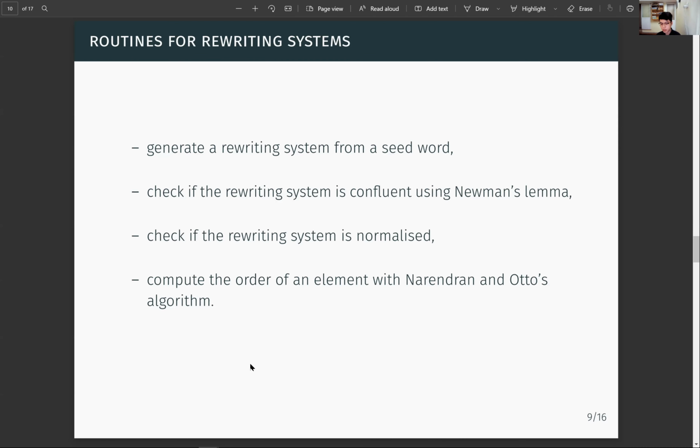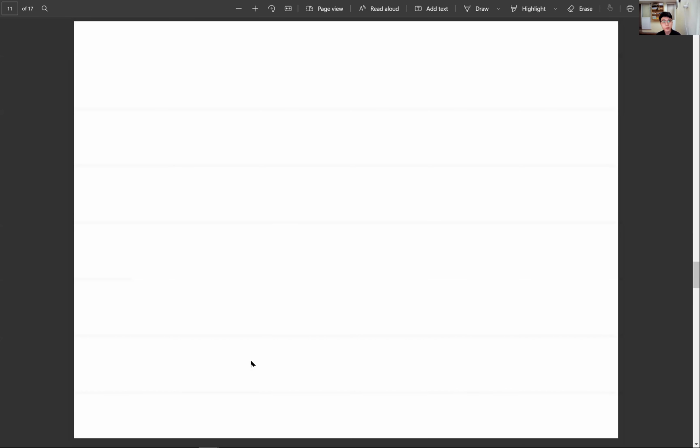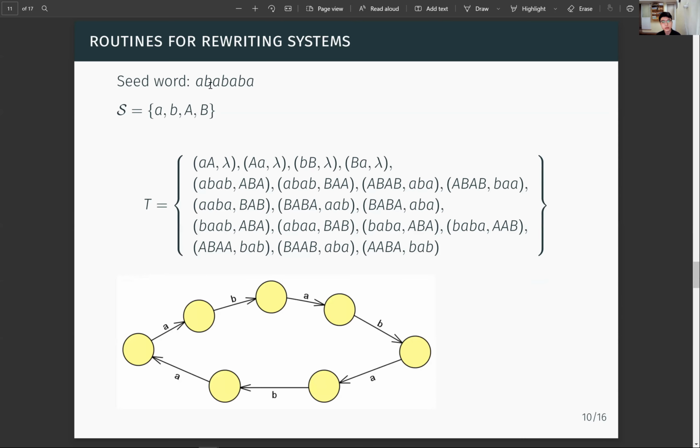It must be noted that this routine is currently written to work with single cycle systems, which we have an example following. So for example, we have a seed word of the string AB. Since the writing system is inverse closed, we have the alphabet small a, small b, and the inverses of a and b, so large A and large B. The single cycle means that the group presented by this writing system has this Cayley graph.